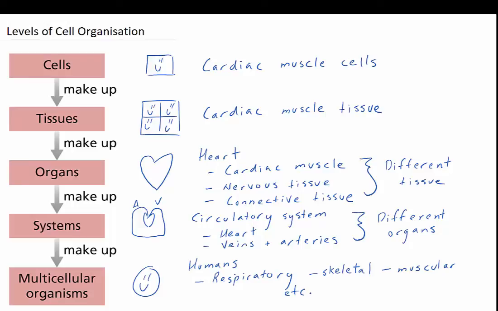So in summary, there are very specific levels of organization in cells. Cells make up tissues, tissues make up organs, organs make up systems, and multicellular organisms consist of multiple systems.